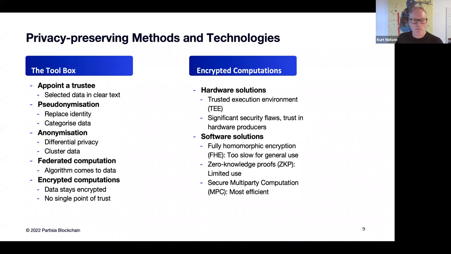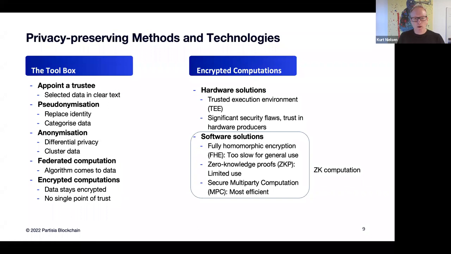There's fully homomorphic encryption. It's too slow for generic use. There's zero knowledge proof, which is too simple for generic use. Then there's multi-party computation, which is the most efficient and a Turing complete, general way to compute directly on encrypted data. So what we are doing is primarily multi-party computation. That's why we also call the token an MPC token. We have been the founders, or the first team, to bring MPC to actual commercial use. But we also do the other types of software-based solutions.